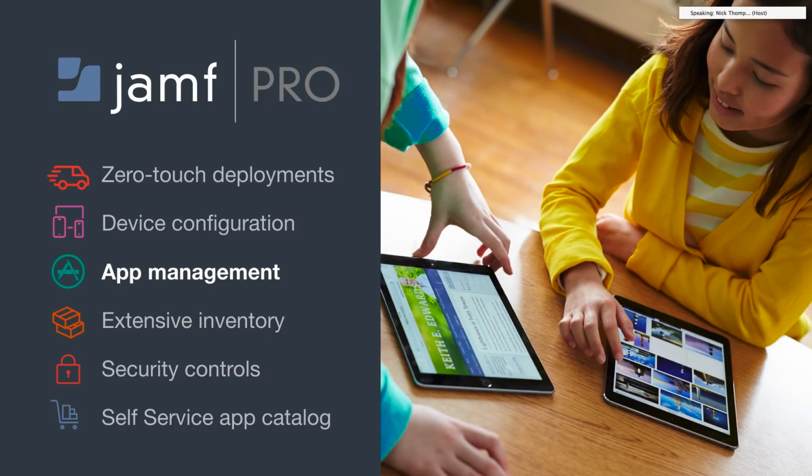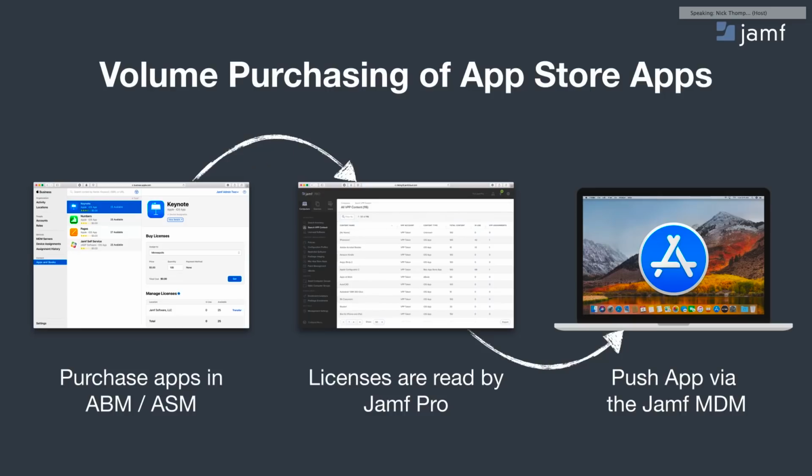So now we need to do some app management. We want to deploy some apps. So the first thing is we can do that volume purchasing of App Store apps. So we're going to buy some of those apps that are located inside of Apple Business Manager or Apple School Manager. In this case, I'm procuring 100 licenses of Keynote. Now the app happens to be free, but I still need that license in order to deploy it.